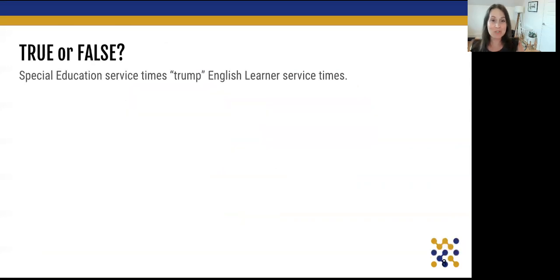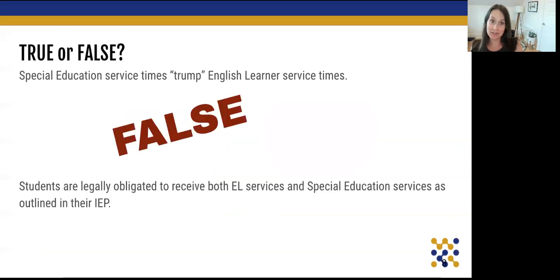All right, up next, true or false? Special education service times trump English learner service times. So in other words, is it okay to skip multilingual services in favor of special education or vice versa? Well, no, that's false. We can't pass over any services. Students are legally obligated to receive both EL services and special education services as it's outlined in their IEP.